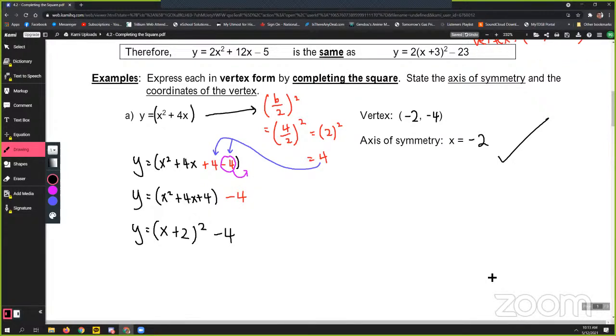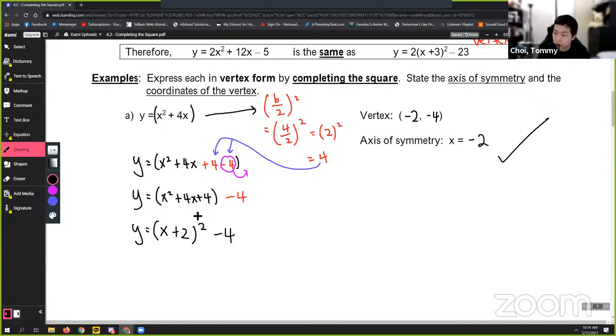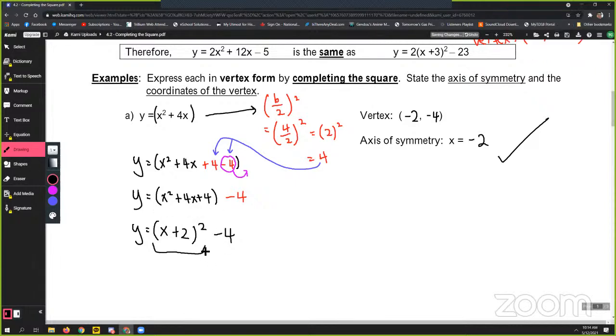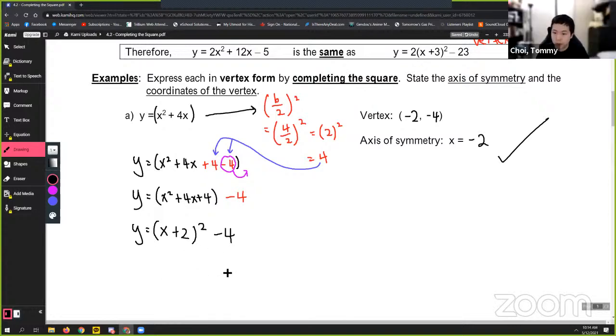Wait, quick question. Because you pulled that out and you divided the 4x by 2, then the +4 doesn't really matter what happens to it, right? Because basically we've covered it by factoring it, right? So if you were to expand this x plus 2 squared out, you should get this back when you expand it already. Yeah. So it's already been covered by factoring.